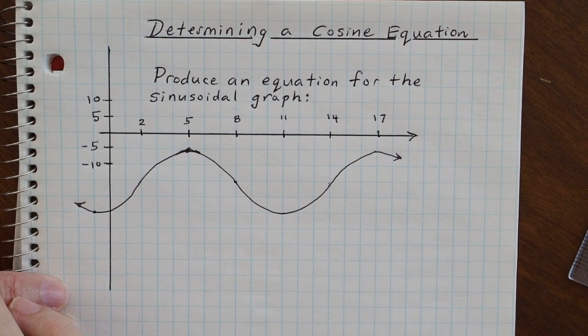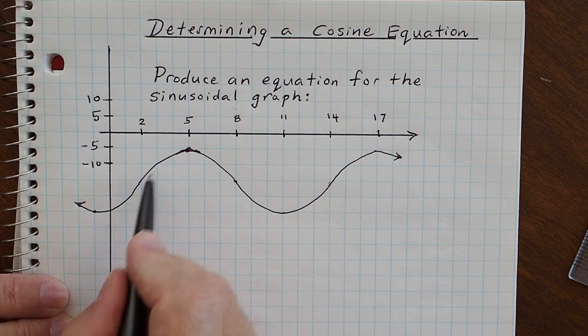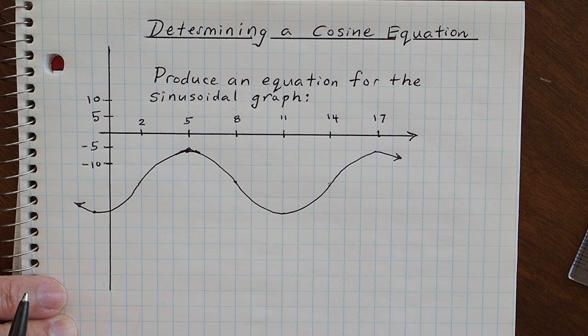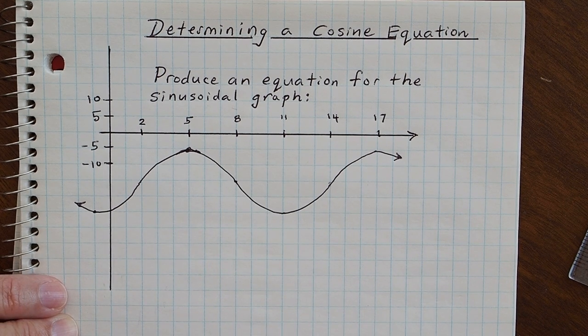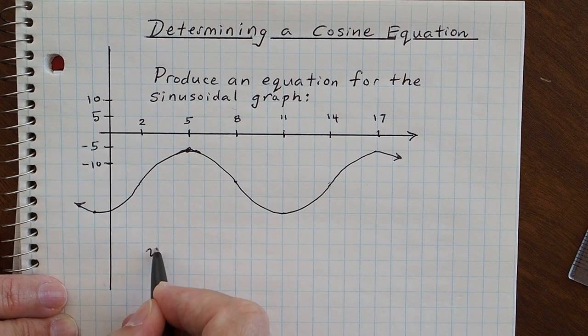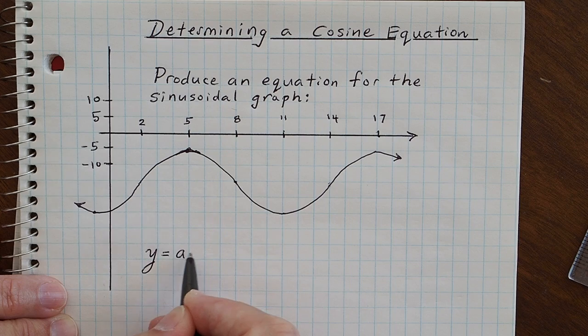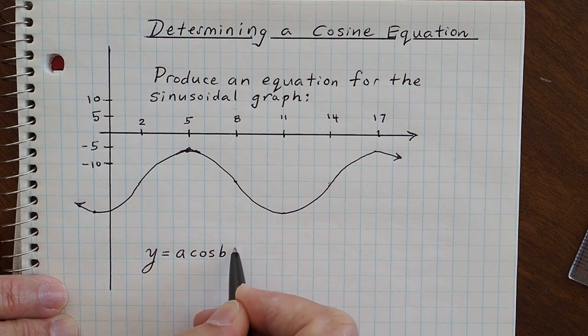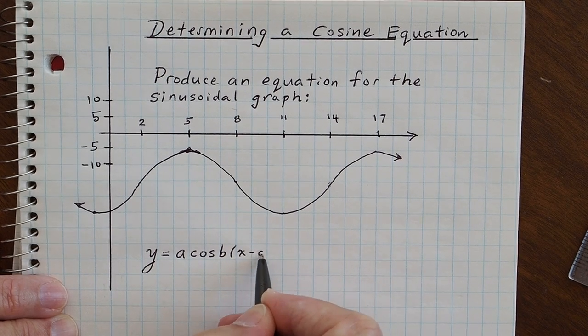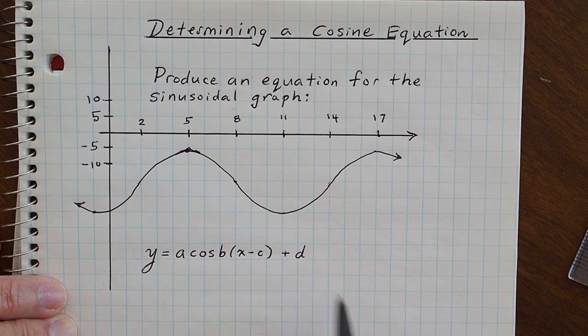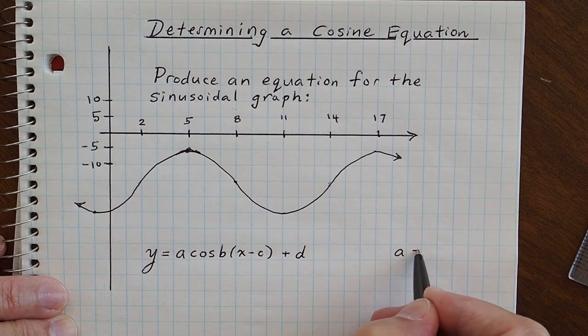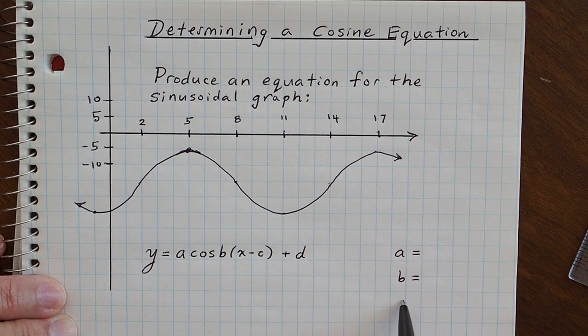Welcome to today's video. Here we're required to determine a cosine equation for this curve graphed here. First thing you should do with these is write down your template equation. So this is your first step no matter what. Y equals a cos b times x minus c plus d. And over in the margin, we'll keep track of these values a, b, c, and d.